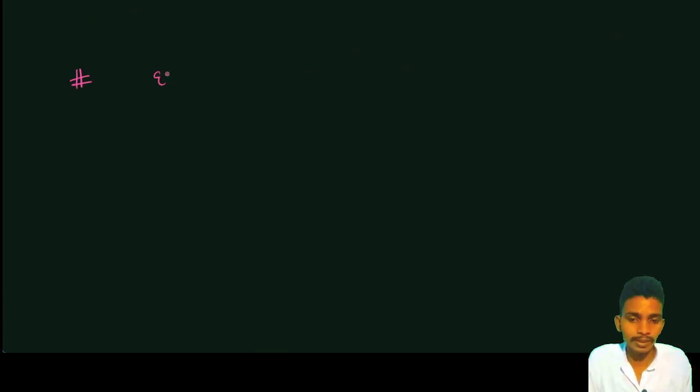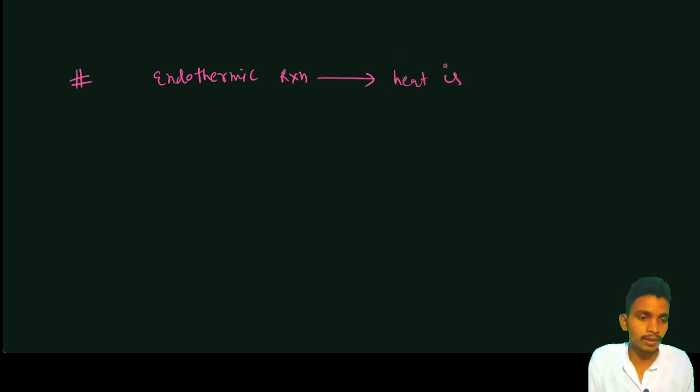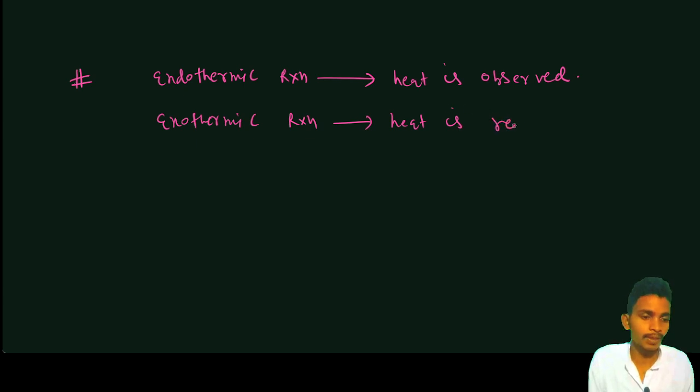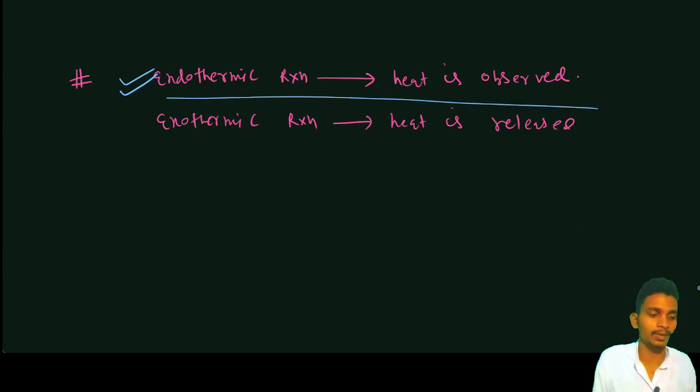Okay, so endothermic reactions means that heat is absorbed. Heat is absorbed is called endothermic reactions, and another is exothermic reactions. It means that heat is released. So by simply looking at these reactions, it may come to our mind that it is an endothermic reaction because heat is absorbed.